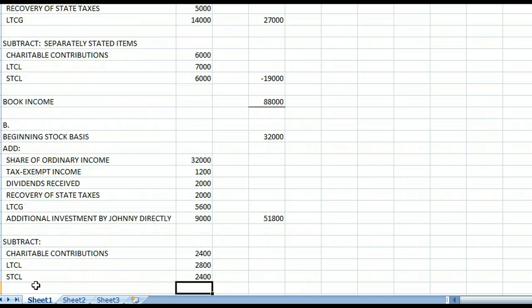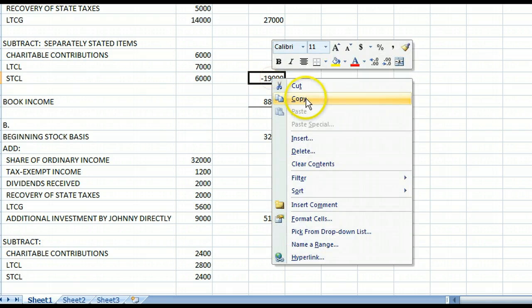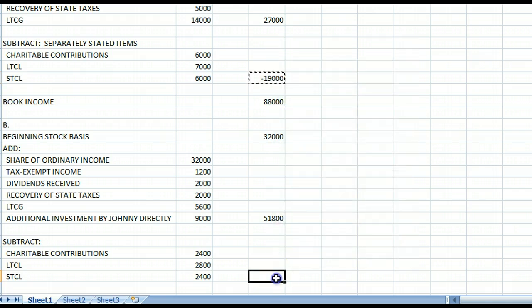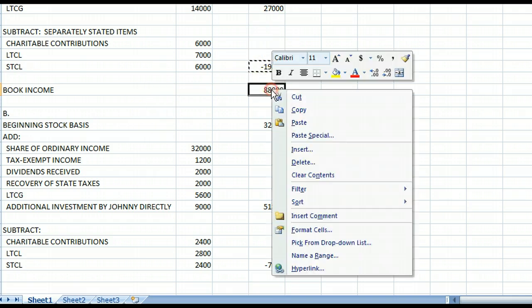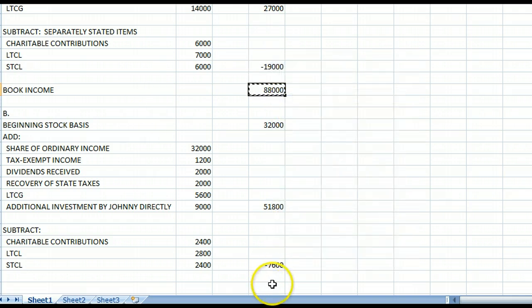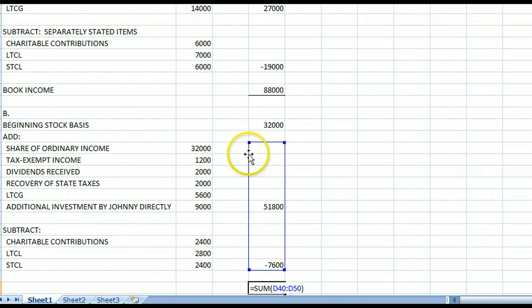Now here, if we had any additional subtractions, like let's say he had some withdrawals to him personally, you would also include those at this point. Okay. So those are my subtractions. This should give me now an ending stock basis. So we can do this. Ending stock basis of 44.2, but I don't think it included us all the way up. So let's include that.